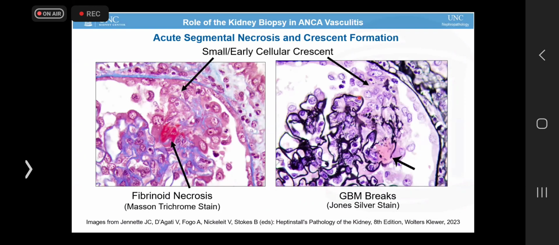At higher magnification, again, we can see the fibrinoid necrosis that stains red with a trichrome stain, and it will stain blue or green once it develops fibrosis secondary to the initial necrosis. The silver stain shows the end to a glomerular basement membrane. Normally, the basement membranes are endless, and so if you find a gap, there has been a break in the glomerular basement membrane.